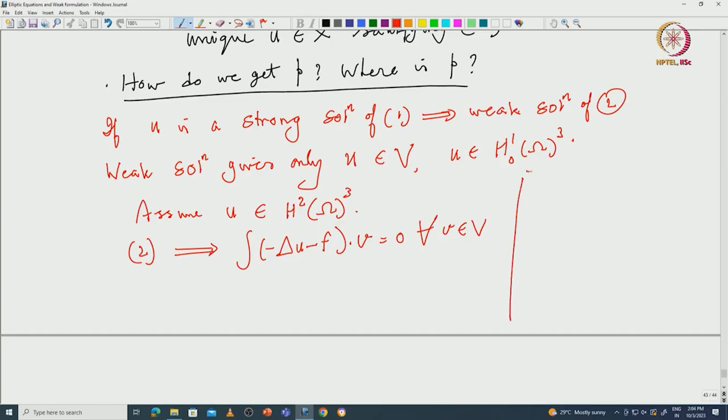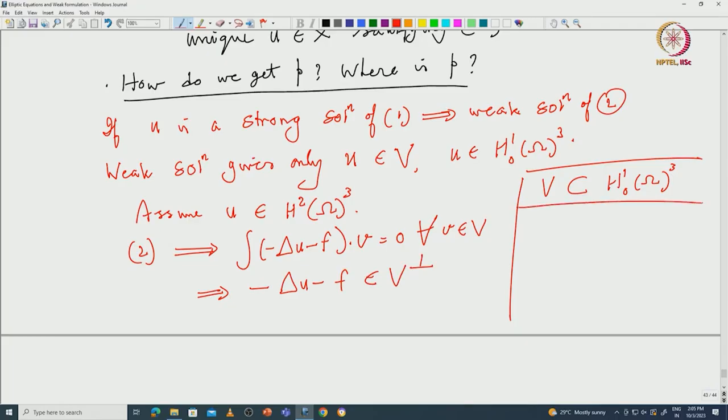But recall that this is what you have to know. V is a divergence-free vector, so it is not the full space. You cannot conclude from here that Laplacian of U equals 0. So what you can show is that this only implies minus Laplacian of U minus F is in V perp. So here is a fact which I want you to see in Temam or some other fluid dynamics book. I want you to see what V perp is. This is a fact.